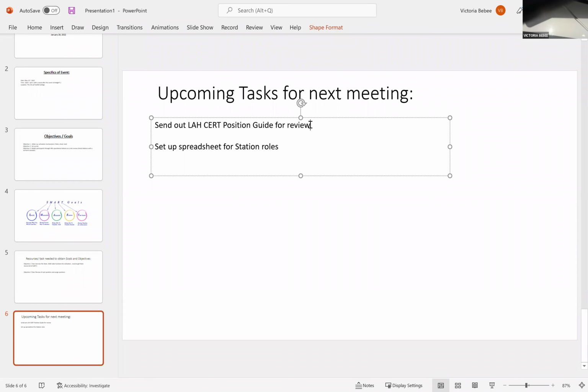So I am going to propose, because I feel like there's people who would appreciate a review of the positions again, that I do a separate meeting night and go over those prior to our next meeting, and prior to sending out a spreadsheet for station roles, so that we give everybody a chance to look at all the roles and decide what they want to drill on, what role they are interested in doing.